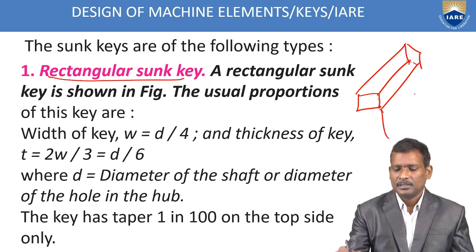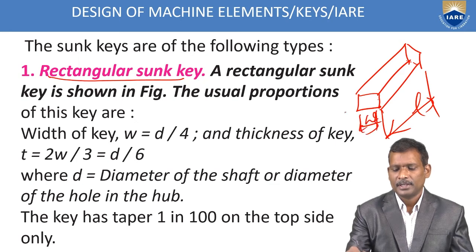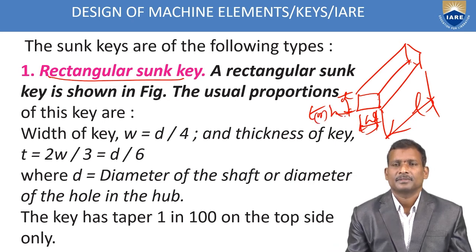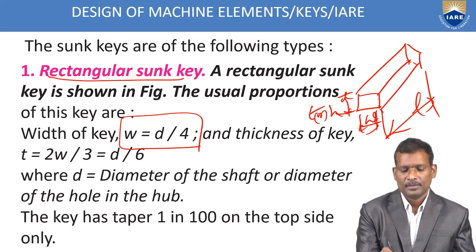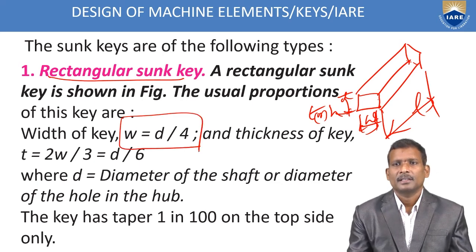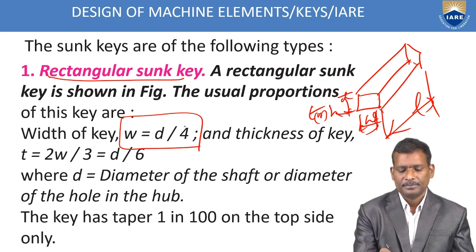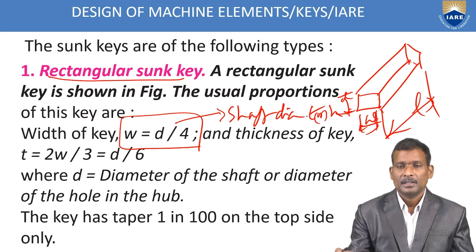So in this, the length of the key and width of the key, this is depth or thickness, T or H. So for rectangular shape keys, the width is equal to D by 4. What is D here? D is the shaft diameter. The key dimensions depend upon the shaft.